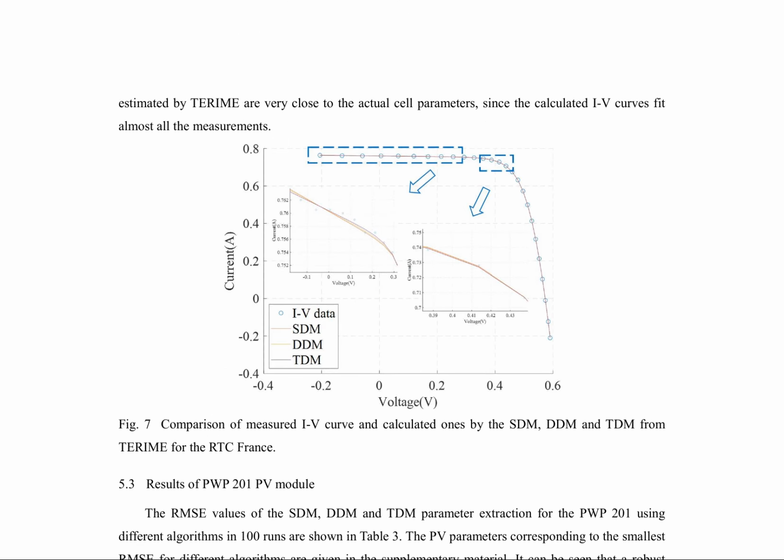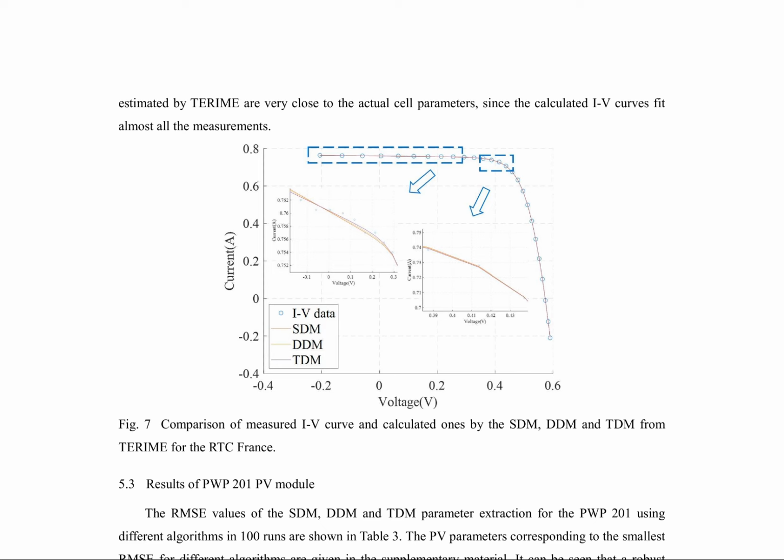The accuracy of cell parameters estimated by TERIME is demonstrated through a close fit between calculated IV curves and measured data, as shown in Figure 7 for the RTC France PV module. For the PWP 201 PV module, a comparison of root mean squared error, RMSE, values for parameter extraction using single-diode, double-diode, and three-diode models with different algorithms is presented in Table 3.